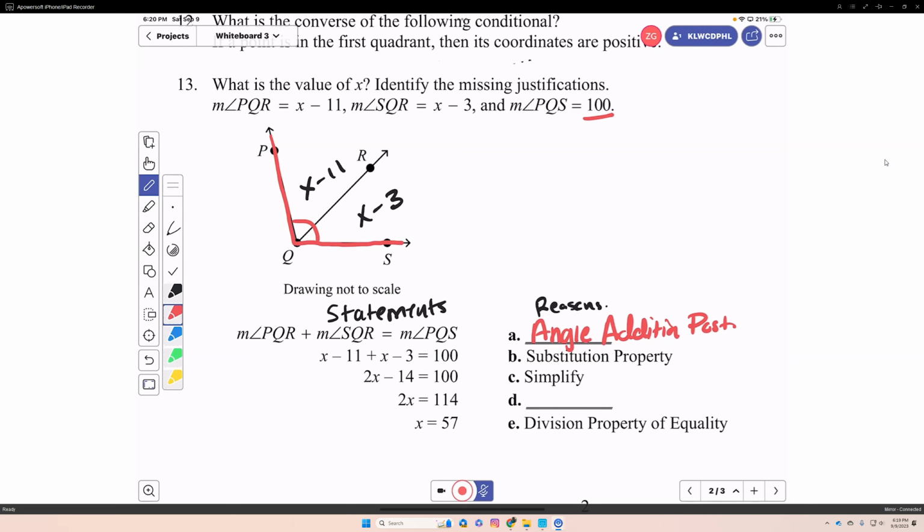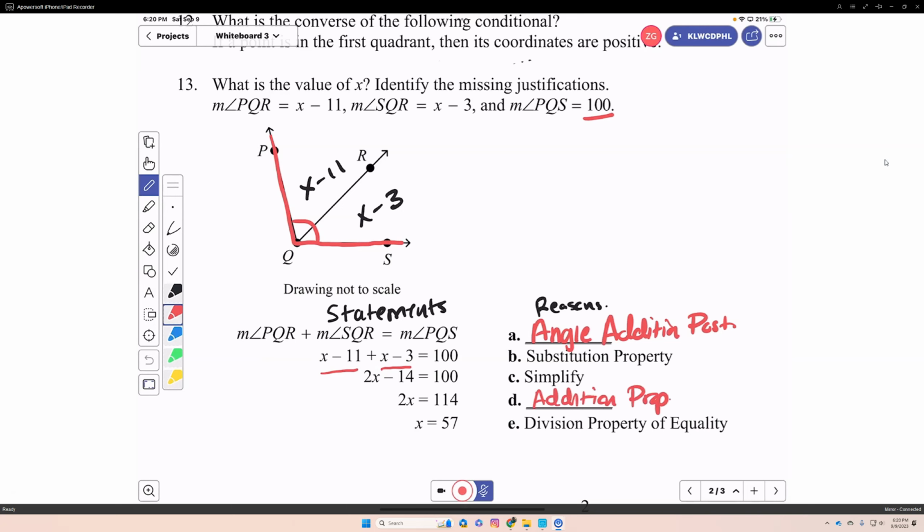From A to B, what they did there is they did a substitution. They substituted the measurement of angle PQR, it's x minus 11. And they substituted the measure of angle SQR, it's x minus 3. And then from B to C, you notice that they added x plus x, which gives you 2x. Negative 11 plus negative 3 gives you negative 14. That's simplifying. And then from step C to step D, what they did is they added 14 on both sides. So that's addition.